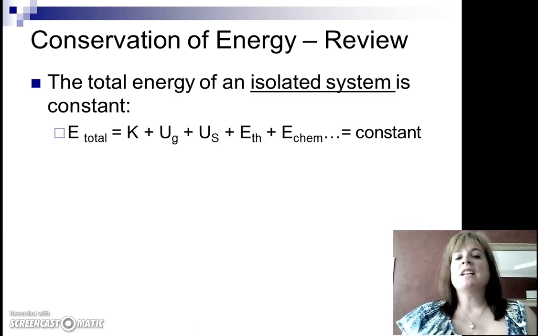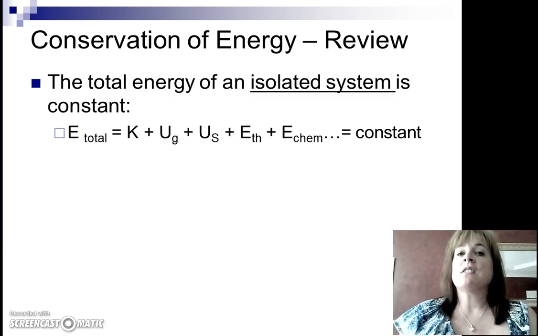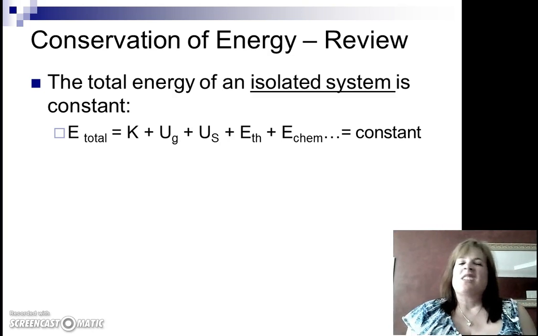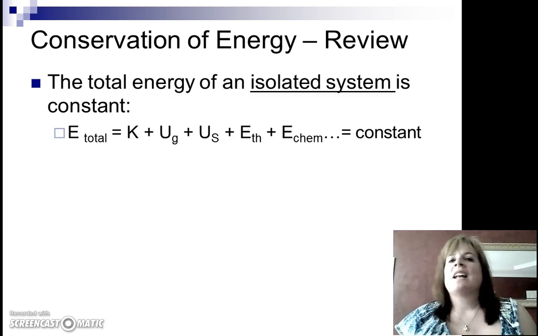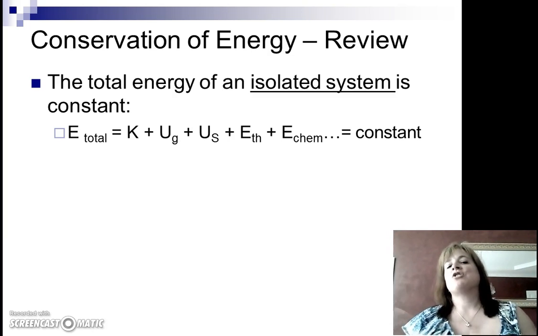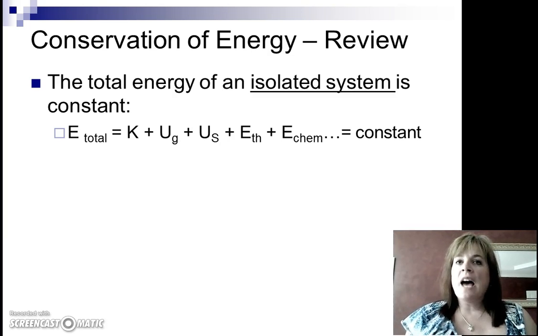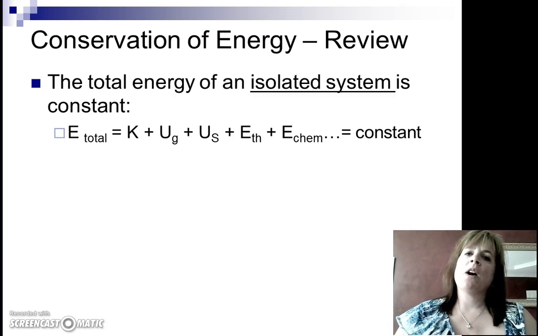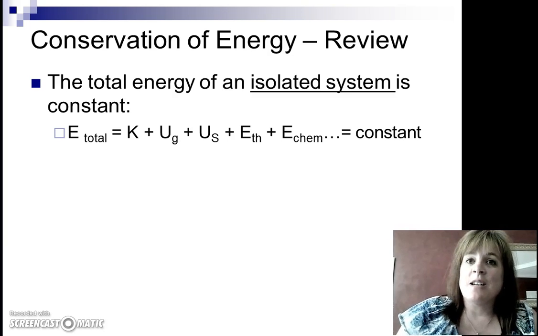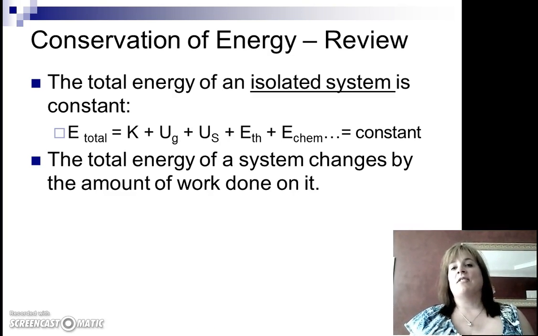Remember that within an isolated system, the total energy of the system is constant. It just gets changed from one form to another: kinetic energy to gravitational potential energy to thermal energy to spring potential energy, chemical energy, all different forms, but the total energy when we add them all up is equal to a constant. And remember, we talked about if we wanted to change the amount of energy in a system, well then we needed to do work on the system.